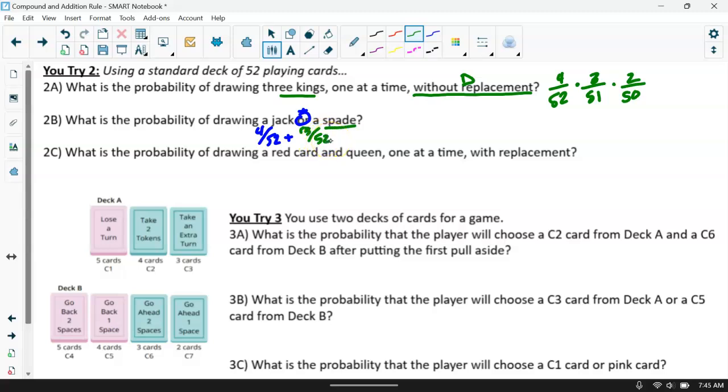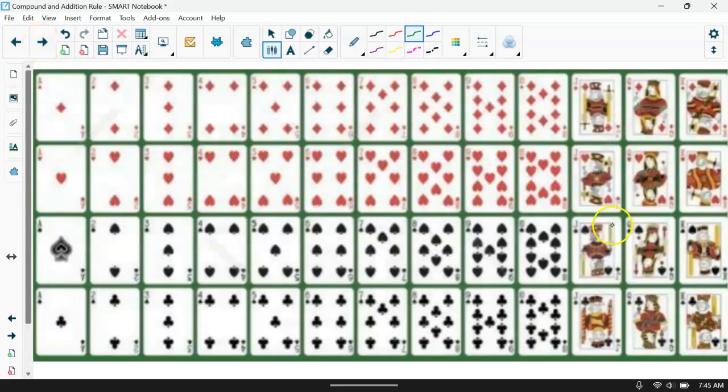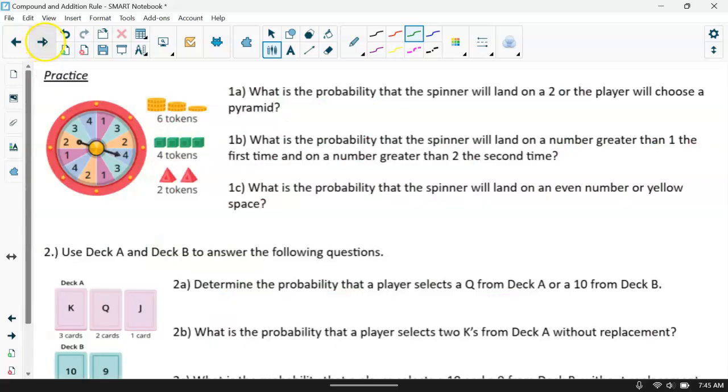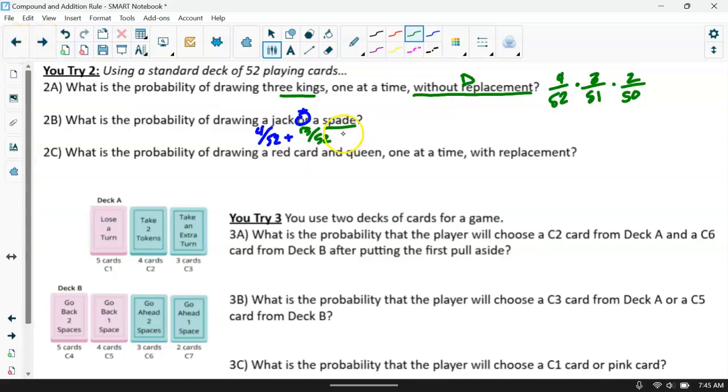Now, was there overlap for this one? Yes, there is one jack of spades. So you do need to, sorry, again, wrong direction. You need to subtract that one overlap. And that's how you get the 16 out of 52, which simplifies.